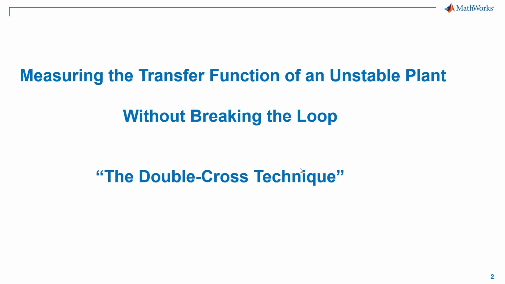In this video, I'm going to show how to measure the transfer function of an unstable plant without breaking the control loop. The technique I'll use is called the double cross technique. It involves computing two cross spectrums, taking their ratio to form a complex transfer function estimate. Now, you may be asking, why are we interested in measuring the transfer function of an unstable plant to begin with? And to start answering that, I'm going to jump into a Simulink model.